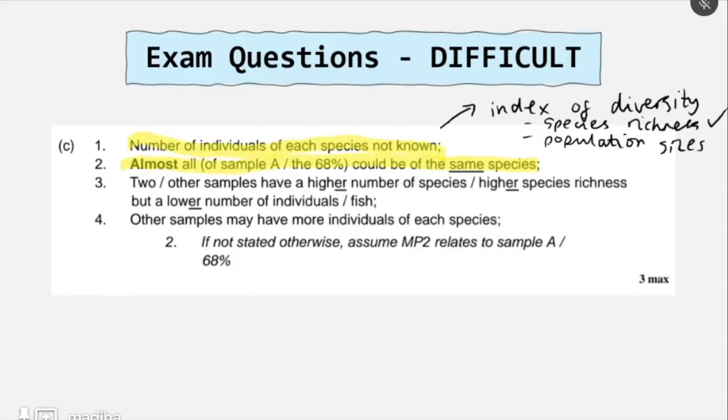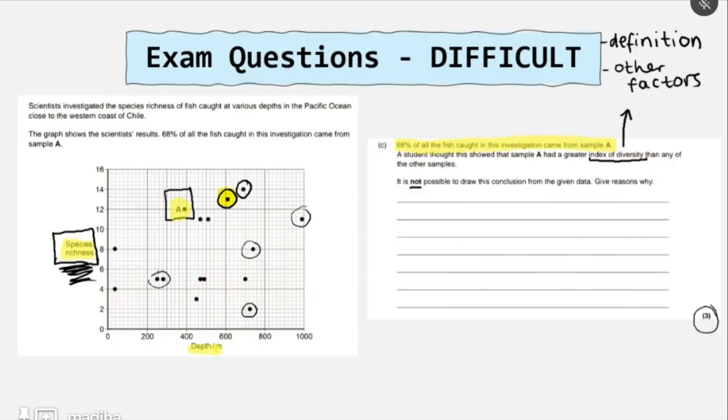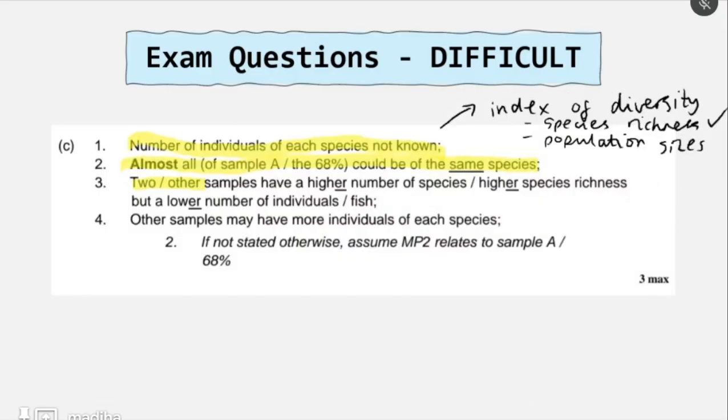Another thing that they've spoken about is that two or other samples have a higher number of species, so high species richness. So again, if we look here, these two have a higher species richness, okay? But they could also have a lower number of individuals. So I don't think I explained it properly, but let's say that because we know the index of diversity.